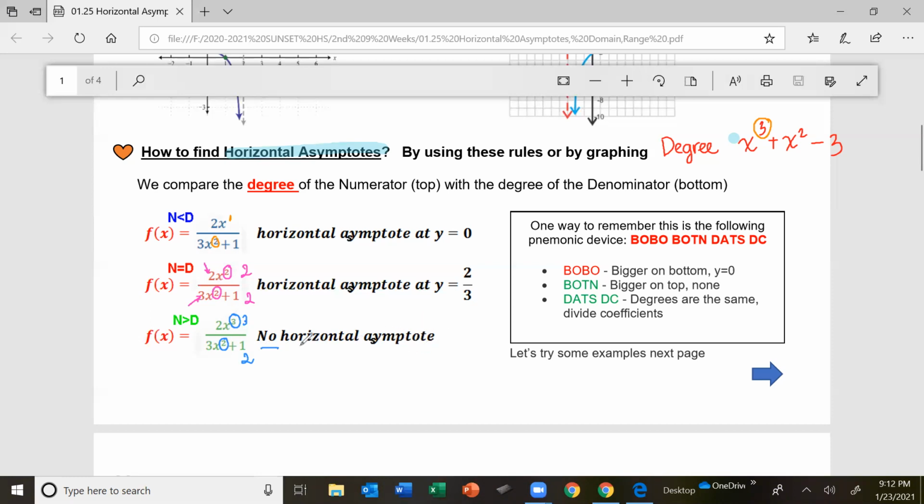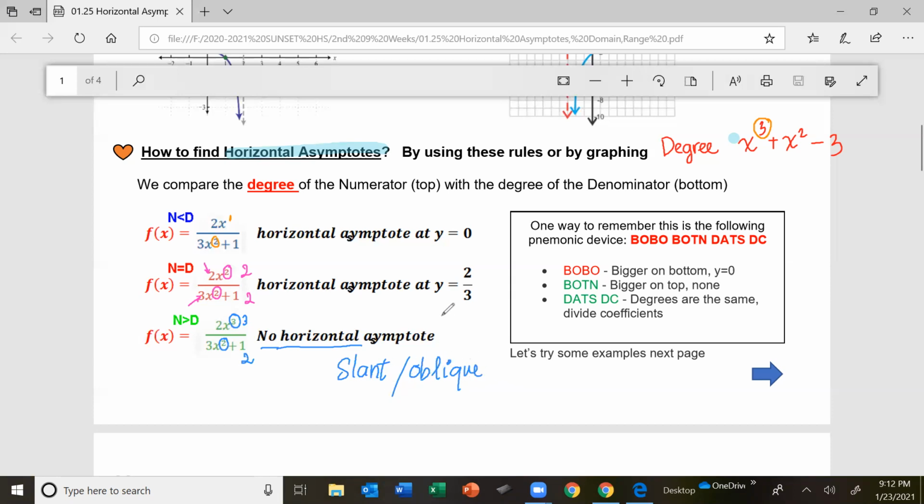Okay, no horizontal asymptote. However, you are going to have a slanted asymptote, or oblique asymptote. But we are just in Algebra 2 right now, so we are not talking about this kind of asymptote, okay?